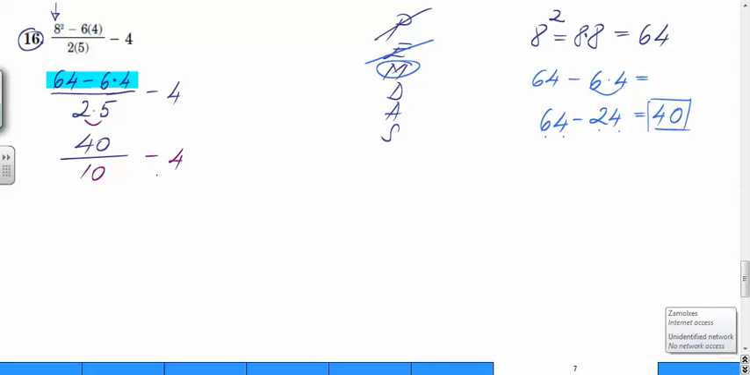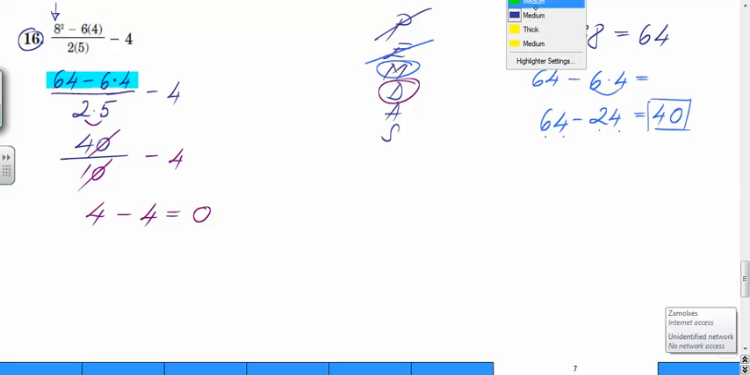Okay, now order of operations again tells me that in order to simplify this expression, first I need to go with division. 40 divided by 10. Well, 40 divided by 10 is nothing else but what? 4. Your expression now is 4 minus 4, and that's nothing, nada, 0. Okay? And this is the answer to my problem. 0.